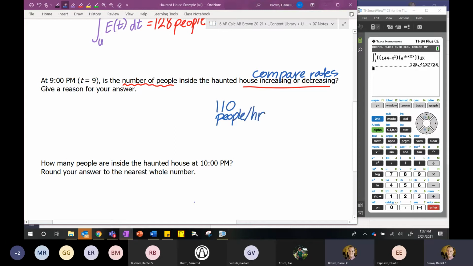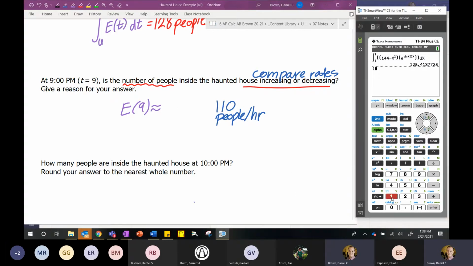We want to be able to compare that to the number of people who are entering per hour. Well, how can I find the number of people entering per hour? E of t, right? So that is the function that is representing a rate. So we just want to find E of 9. How do we find E of 9? Well, we have a calculator, so we just got to type it in and find what that rate is.